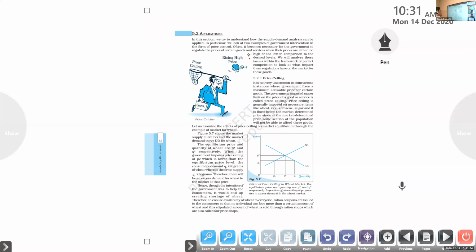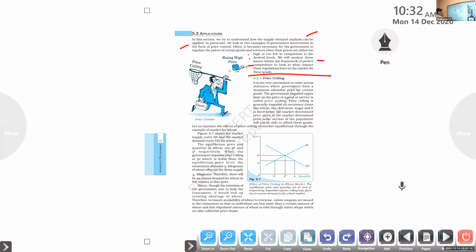So, to understand: in this section, we try to understand how supply and demand analysis can be applied. In particular, we look at two examples of government intervention in the form of price control. Often it becomes necessary for the government to regulate the prices of certain goods and services when their prices are either too high or too low in comparison to the desired levels. We will analyze these issues within the framework of perfect competition to look at what impact these regulations have on the market for these goods. Clear? The condition is perfect competition only.